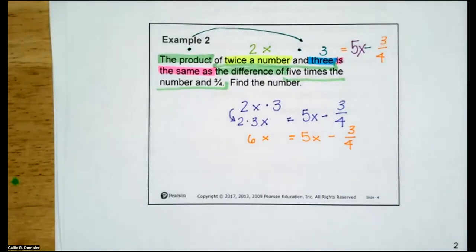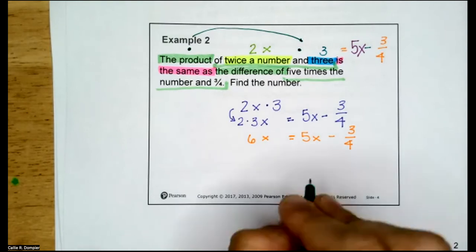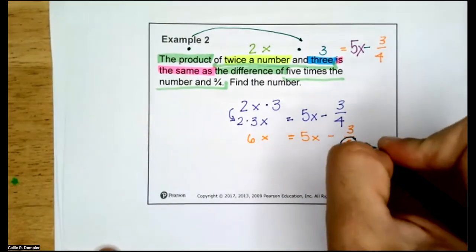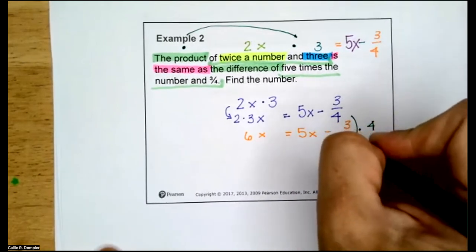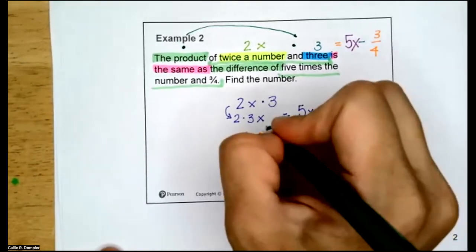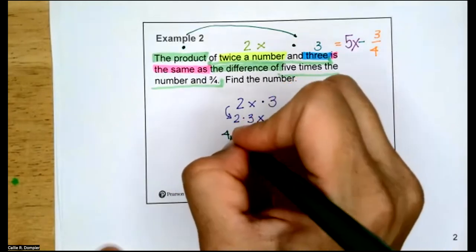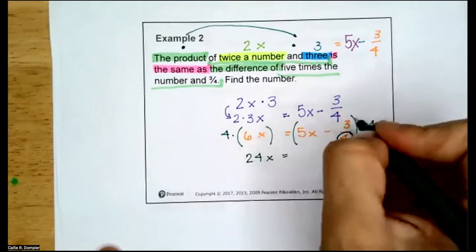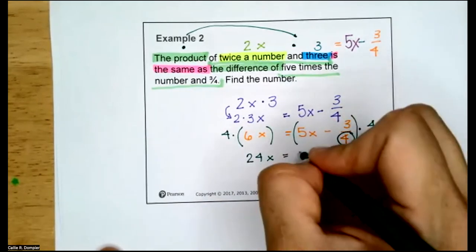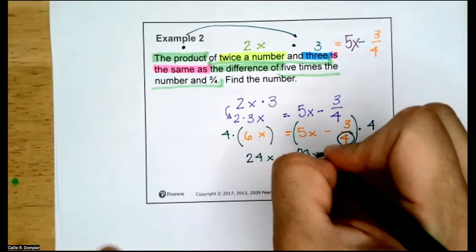Okay. I'm not super comfortable with fractions. So to get rid of a fraction, you take that denominator and you multiply it by everything, right? So I'm going to multiply everything on this side of the equation by 4 and everything on this side of the equation by 4. 4 times 6 becomes 24. I'm going to distribute that 4. So 4 times 5x is 20x. Let me know when I made a mistake.